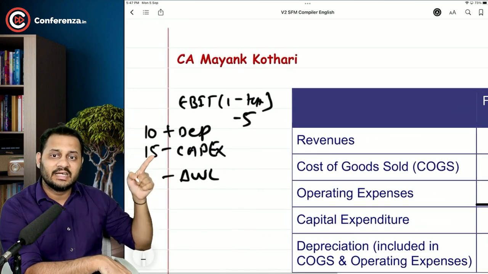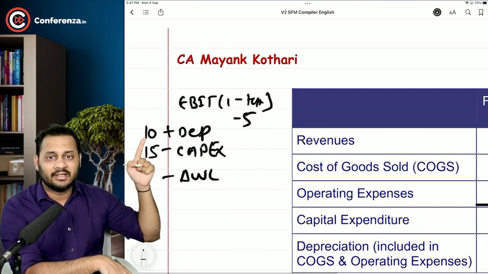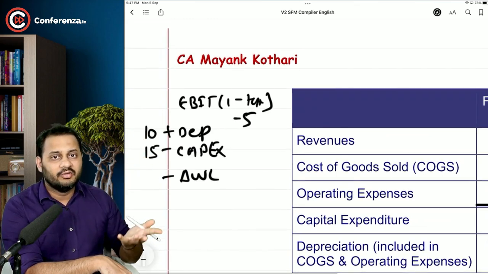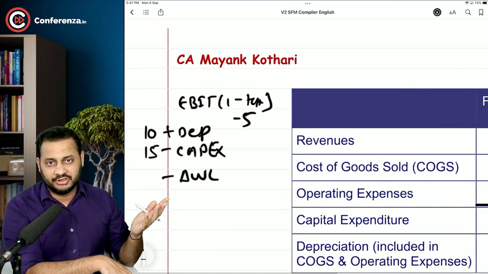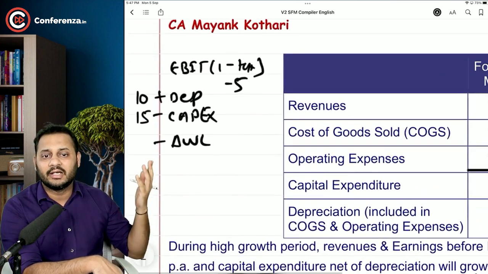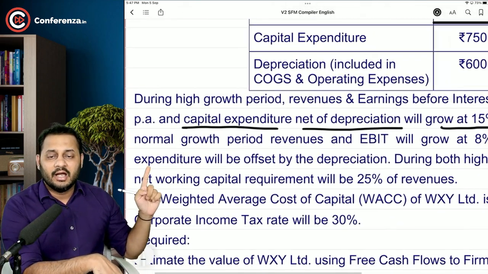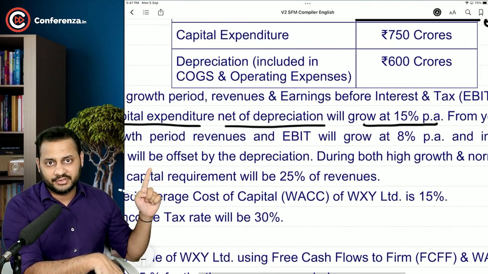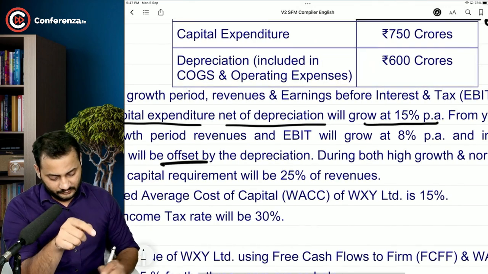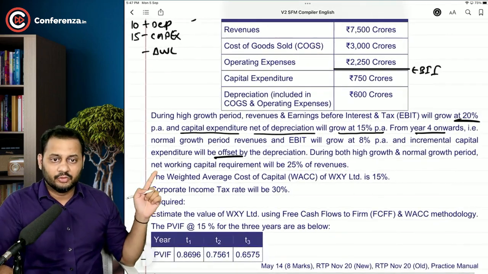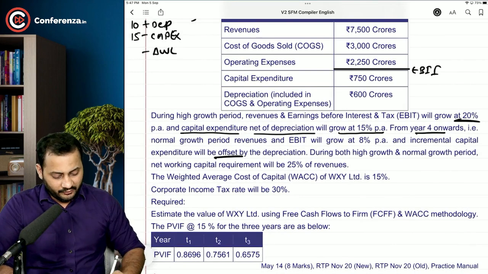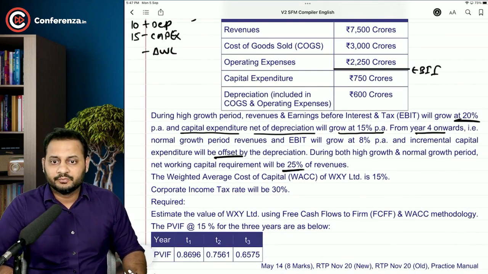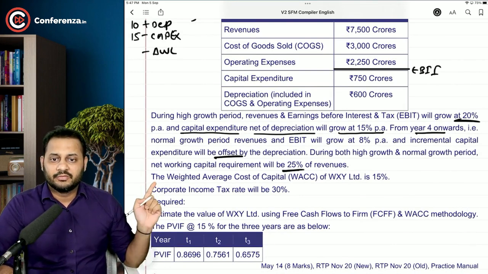So you can skip both the parts. Adding 10 and deducting 10 will result in no change. So you can skip the working at that time. That's what the question is saying. Incremental capital expenditure will be offset by the depreciation. Offset. During both high and normal growth period, net working capital requirement will be 25% of the revenues. The weighted average cost of capital is 15%, income tax rate 30%.